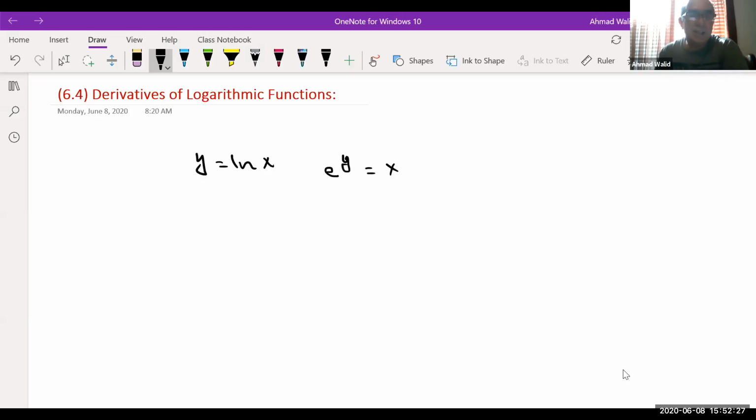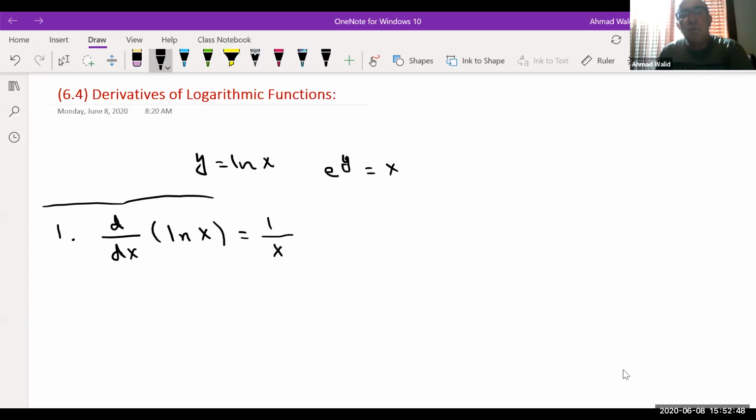ln x. It means your first formula to remember, number one, is d over dx, or the derivative of ln x. What is the derivative of ln x? The derivative of ln x always gives you 1 over x. That's the formula that you have to memorize and remember to use.